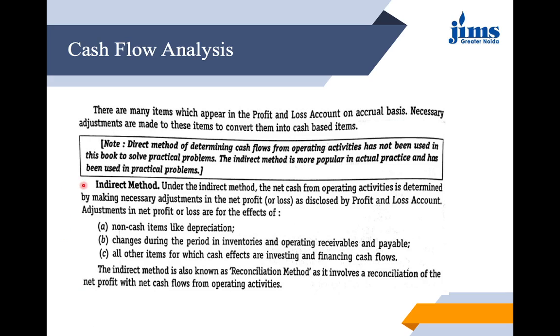Under this indirect method, the net cash from operating activities is determined by making necessary adjustments in the net profit or loss as disclosed by P&L account. Adjustments in net profit or loss are for the effects of basic three items, that is your non-cash items like depreciation, changes during the period in inventories and operating receivables and payables. All other items for which cash effects are investing or financing cash flows. This indirect method is also known as reconciliation method, as it involves the reconciliation of the net profit with net cash flows from operating activities.